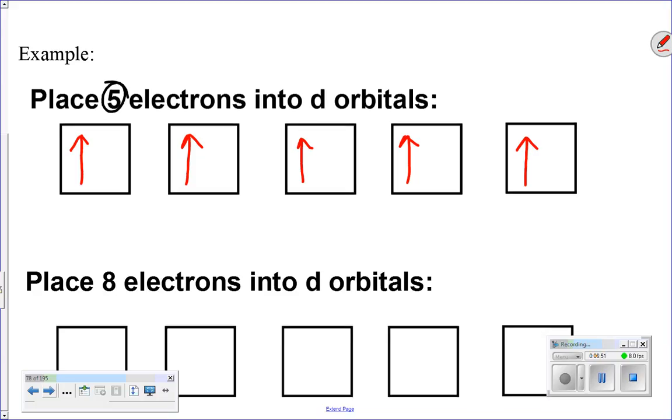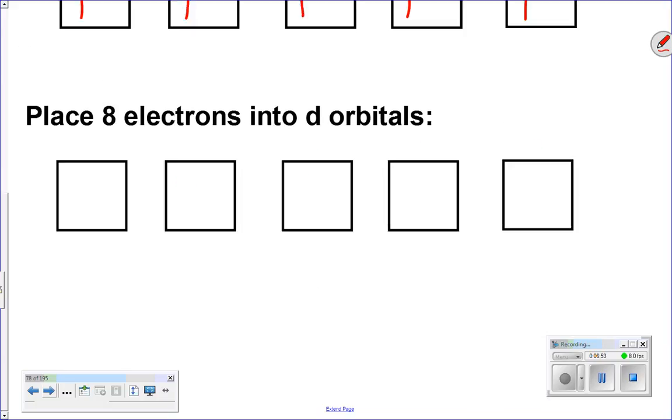Now if I had 8 electrons that I had to place into the same orbital, my first 5 would not pair, and my last 3 have to pair, and they have to face in the opposite direction. That's taking care of that thing we call spin, that we're not going to worry about the details about, but we're going to show it properly by making sure that our electrons are opposite when they pair.